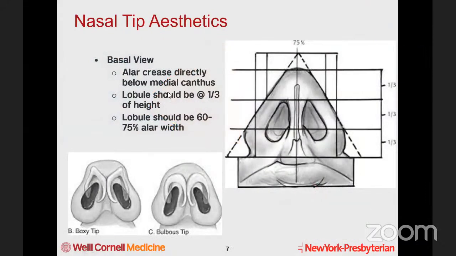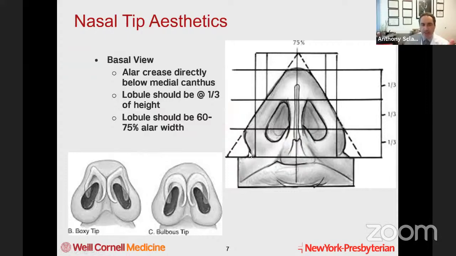On a base view, the alar crease should be directly below the medial canthus. The height of the lobule should be about 1/3 of the total height of the nose from those alar creases up to the tip. And depending on what number you want to use, the lobule here should make up 3/4 of the width if you draw it from the alar crease. Okay, but if you draw it from the most lateral part of the ala, it's about 2/3. So you'll hear different numbers. It really depends on what the denominator is in terms of that equation. Are you measuring from alar crease to alar crease, or from widest part of the ala to widest part of the ala? So it's either 2/3 to 3/4 of the whole width should be tip.